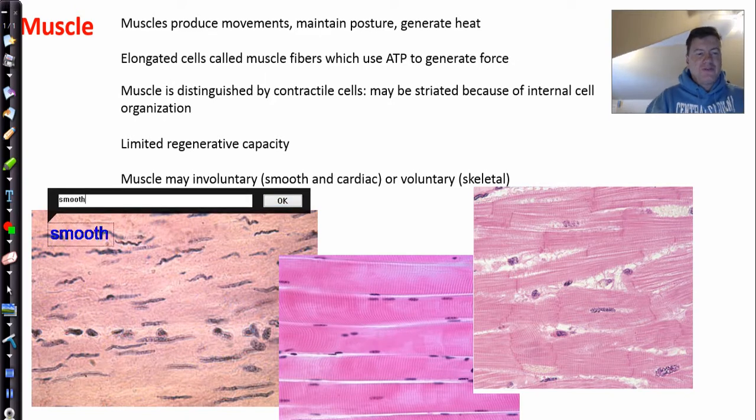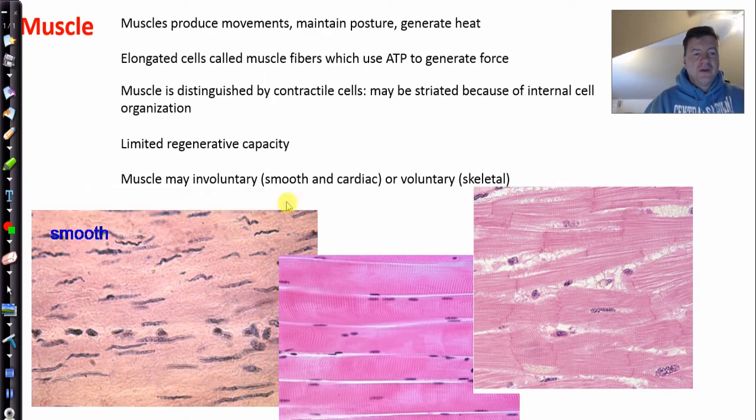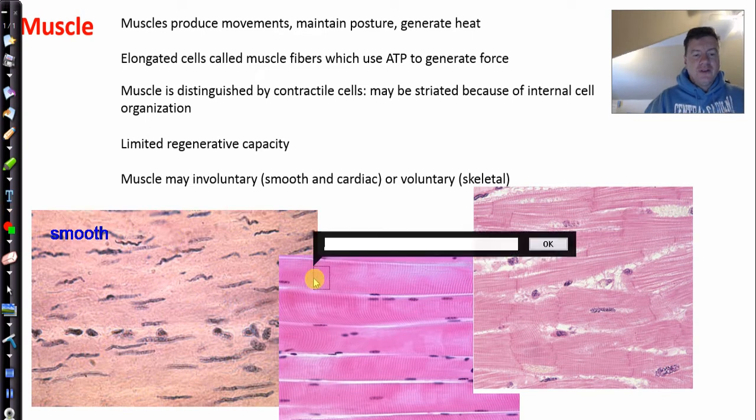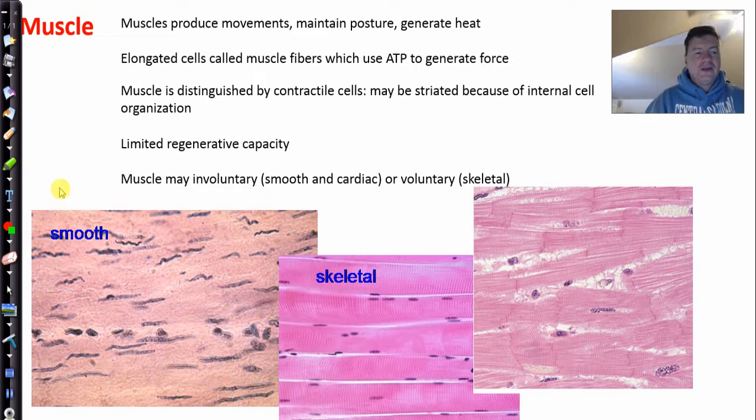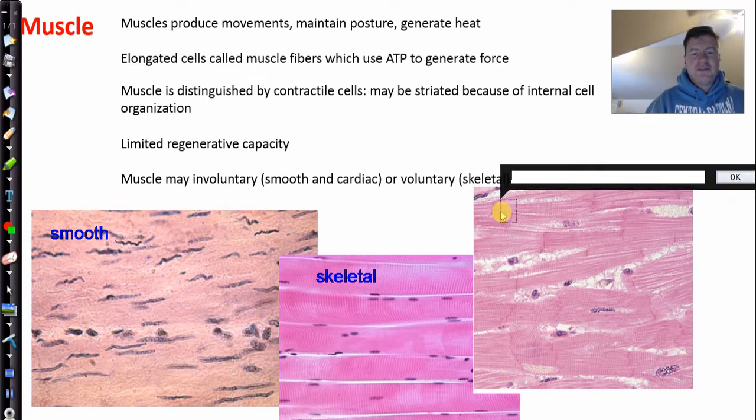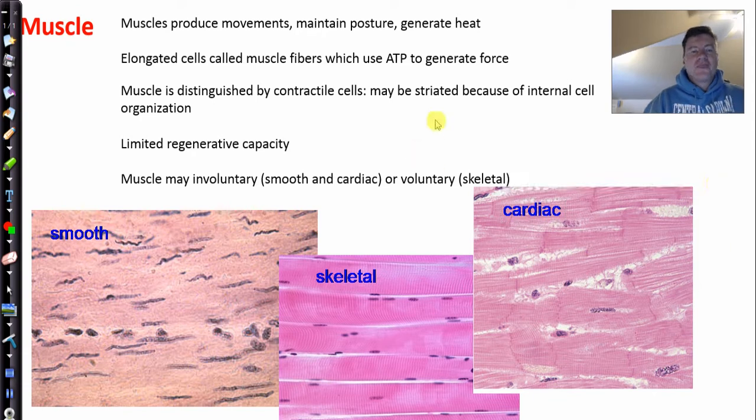This is smooth muscle. This one, grab my mouse over here, this one is skeletal. And hopefully by process of elimination, you recognize that this one is cardiac muscle. So let's talk about each of these types in terms of anatomical differences as well as some of their physiologic differences. Let's start with smooth muscle.